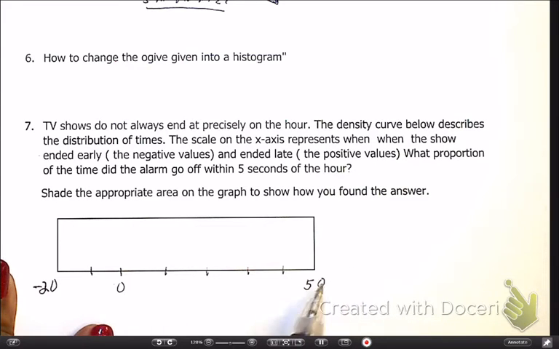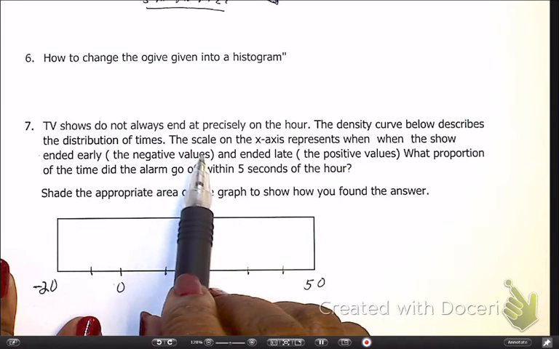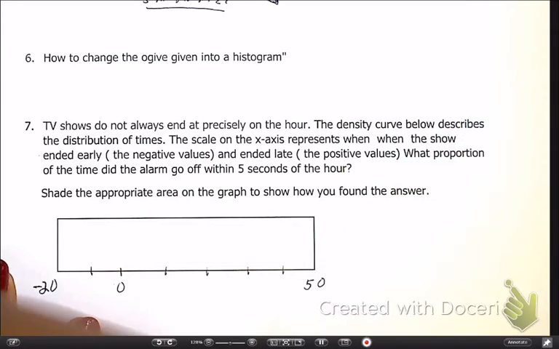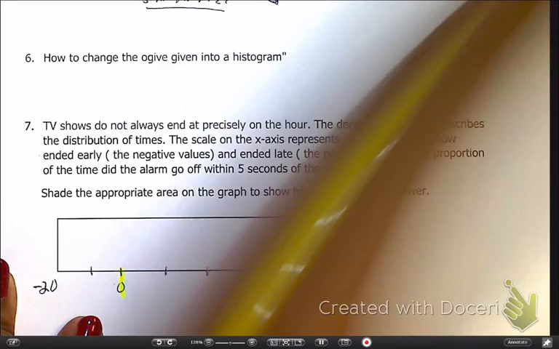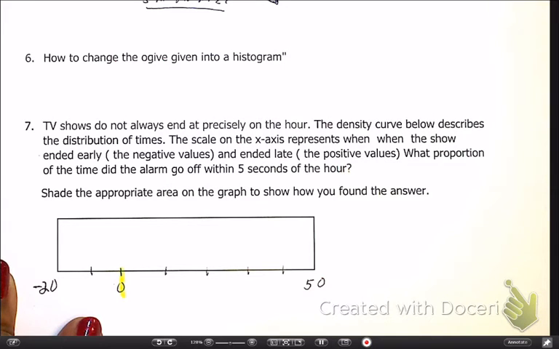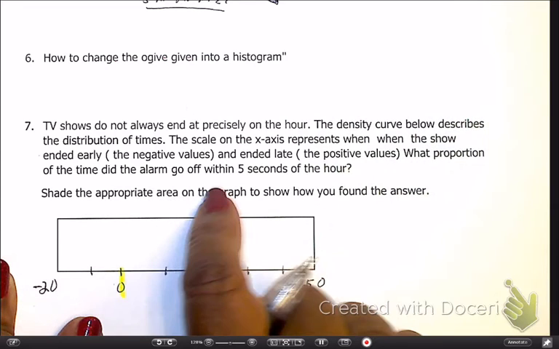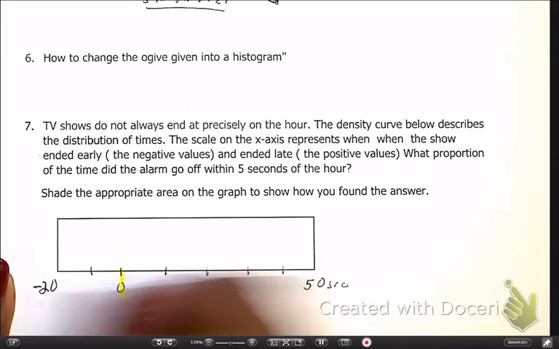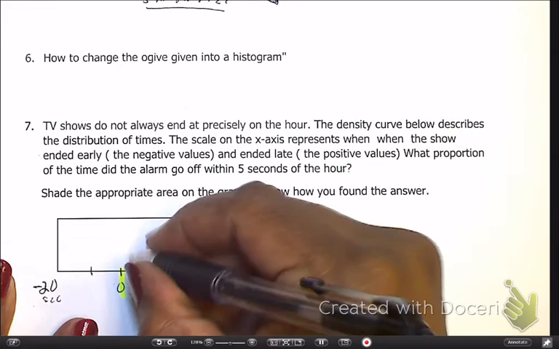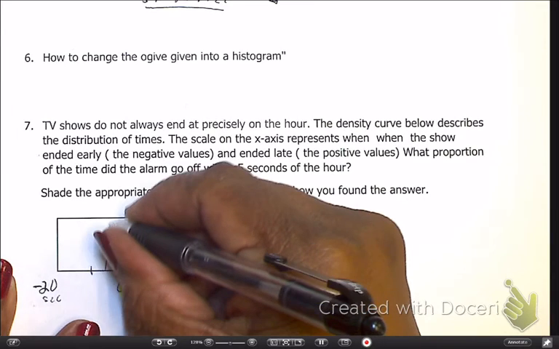Now, let's answer this question. Okay, so we have a TV show. The precise time it's supposed to end is here at the 0. Think of it as if it has been standardized. So that's the mean value. So we're talking about within 5 seconds, because all of these represent seconds. Well, 5 seconds is about here. 5 seconds is about there.